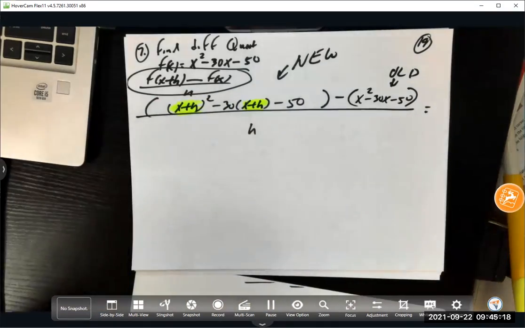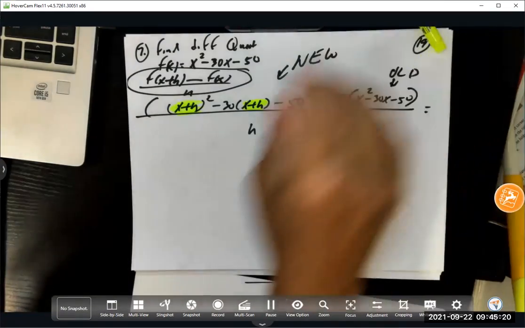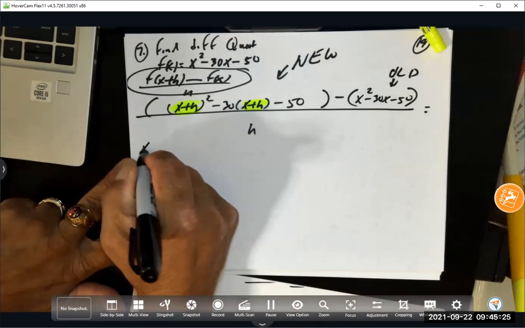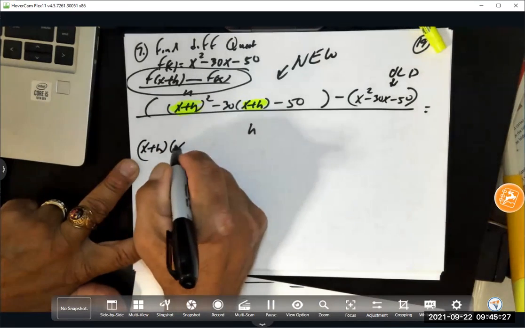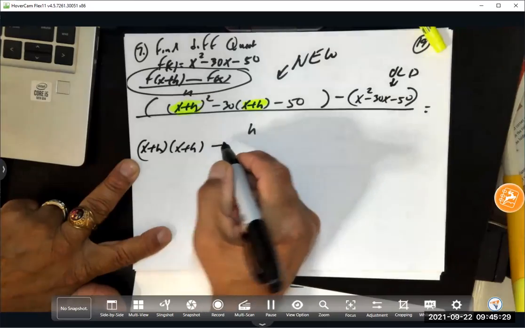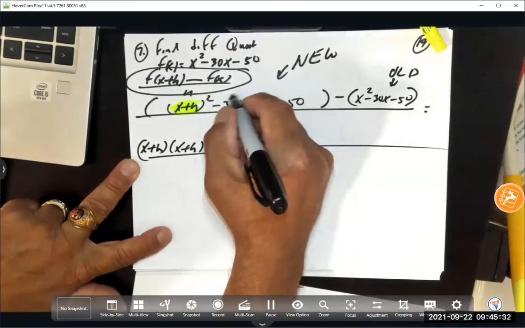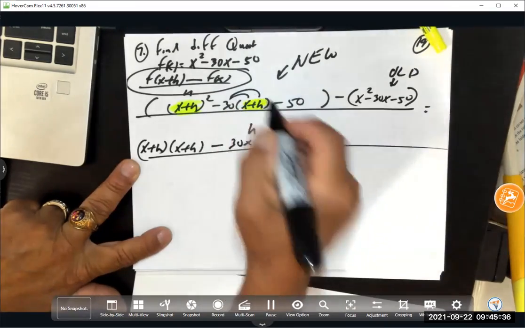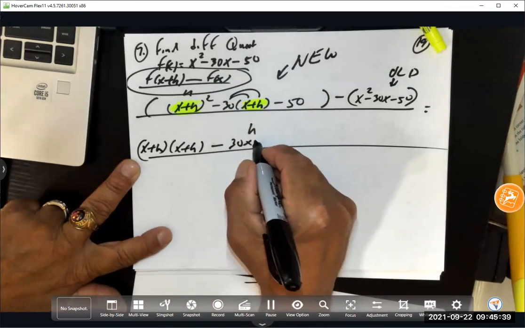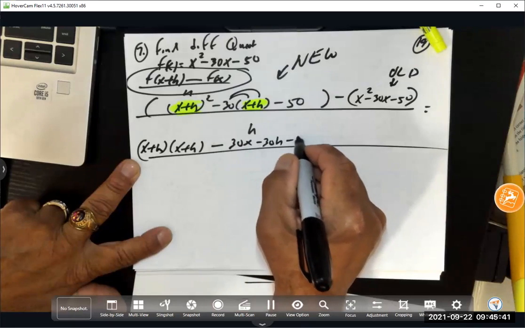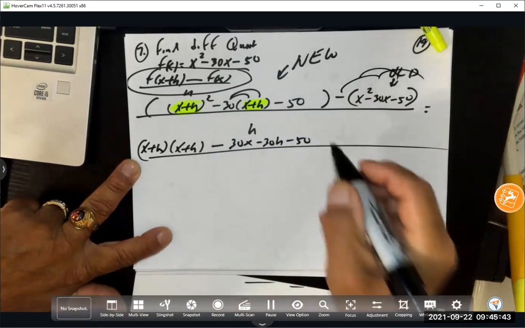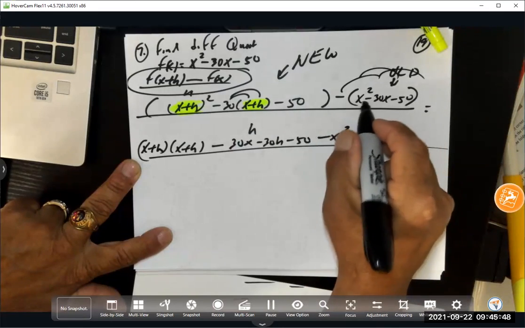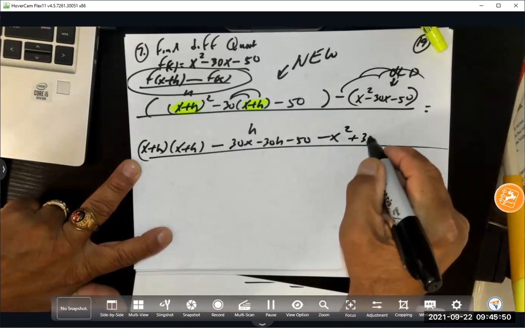So now, FOIL, right? I need to do x plus h times x plus h, minus, well, we can do this part. What's 30 times that? 30x. What's negative 30 times h? 30h. And change all the signs, right? Minus x squared. What else? Plus 30x, and then plus 50.